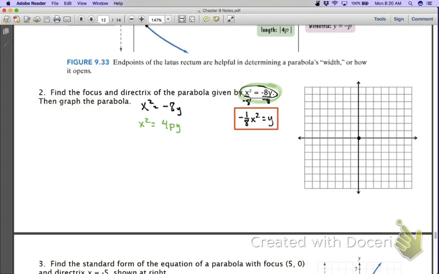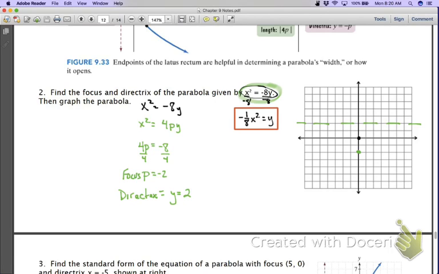So again, I need to find my focus point. So 4p is equal to negative 8. So what's p going to be equal to? Negative 2. So that means I'm going to have a point here at negative 2. Directrix then is, so there's my focus point. Directrix is y equal to a positive 2. So that means it's going to be like an imaginary line up above here.